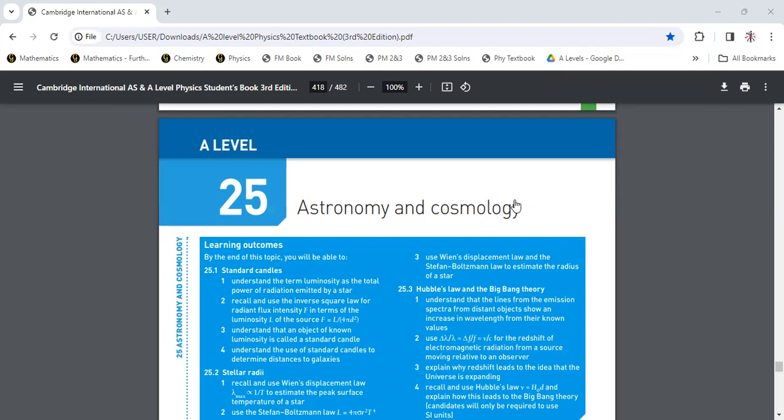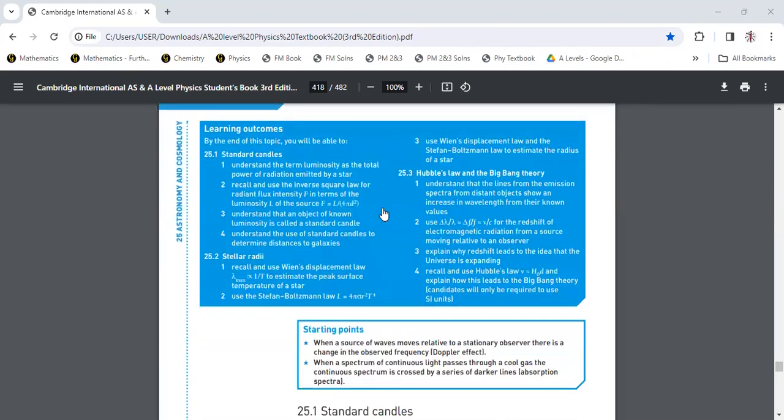How did the universe begin? Why do some stars look brighter than the others? How can we find out how far galaxies are away from Earth? Let's start with the first unit here, and I'll also be providing solutions for the questions except for the end chapter.